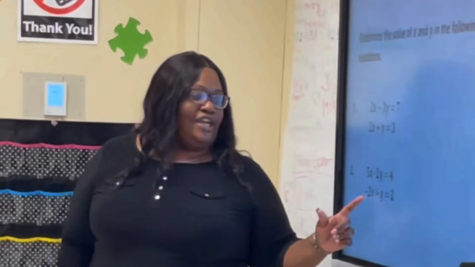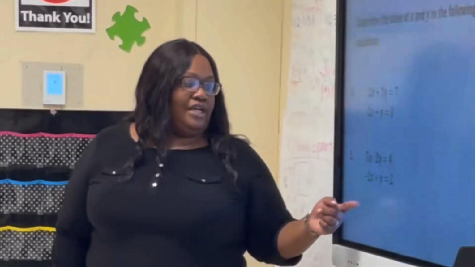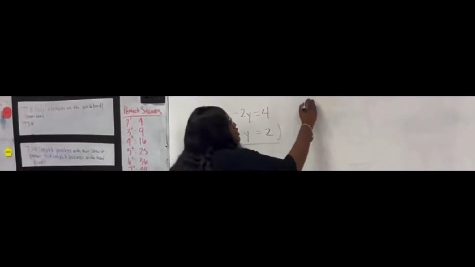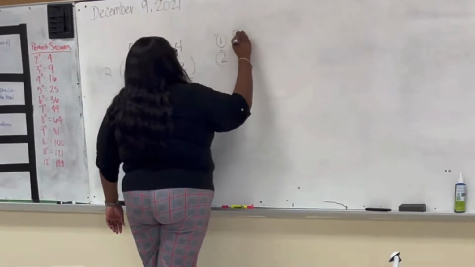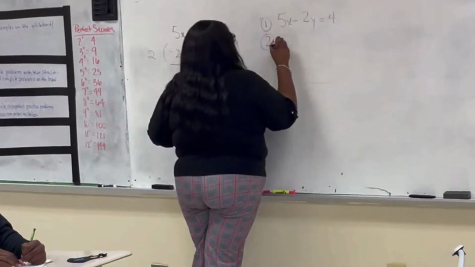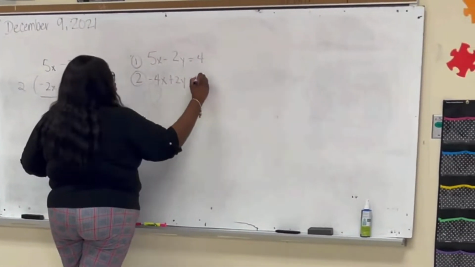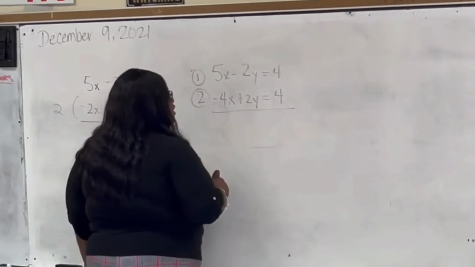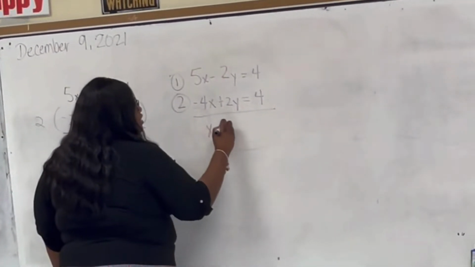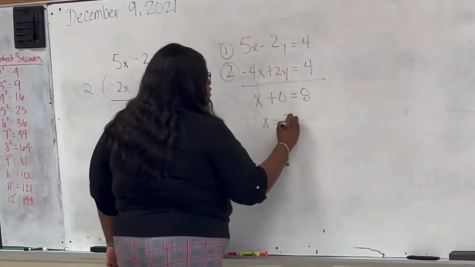So if we multiply equation 2 by positive 2, then it would give us our what? Positive 2y, right? So now when we combine them, we have what? Set your new system. You have 5x minus 2y equals 4. And then we have negative 4x plus 2y is equal to 4. And now we can do what? Cancel out the negative 2y and 2y. And 5x minus 4x gives us x plus 0 equals 8. So x is equal to 8.